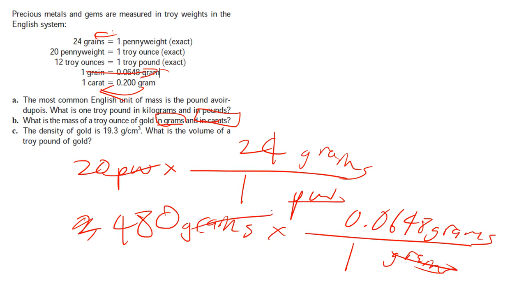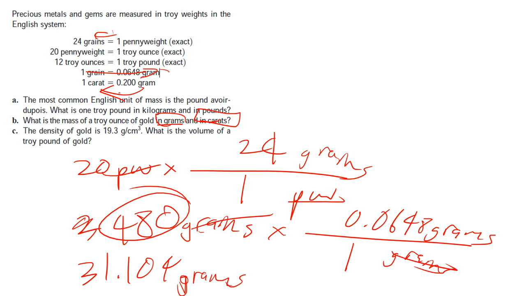Grains cancel. You get 0.0648 times 480. I think I might have made a mistake in the past question. I should have gotten 480, I believe. Oh well. I'm not sure. 31.1040 grams. Okay, and we've got to convert grams to carats, so we multiply grams by carats.